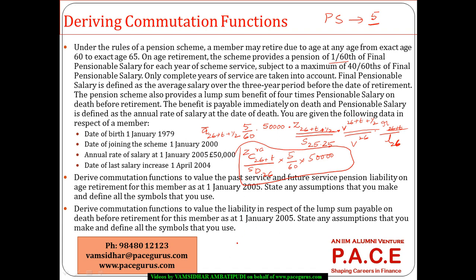But the same logic, if I have to retire at 65 exactly, instead of 26 plus T and all, I'll take it as ZC65 RA divided by SD26. And how does this 65 come? This becomes A bar 65. This becomes Z65, V power 65, R65. And the denominator will still remain the same.